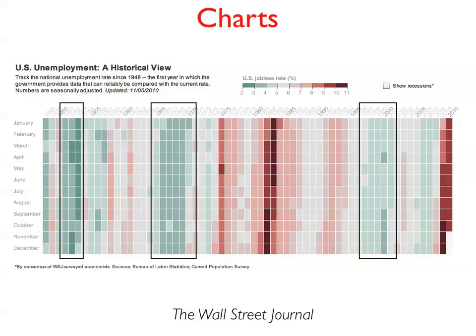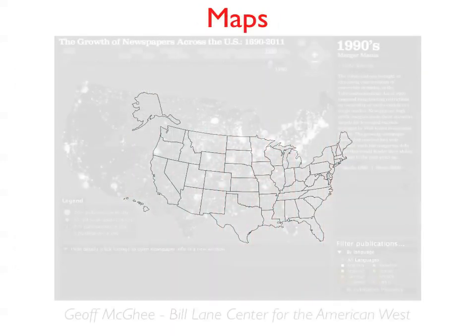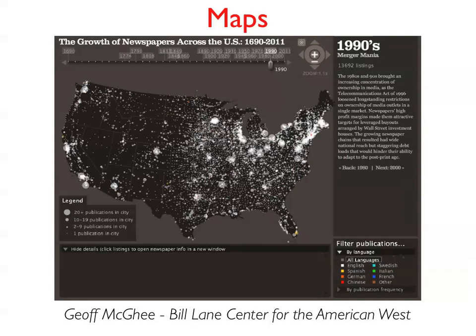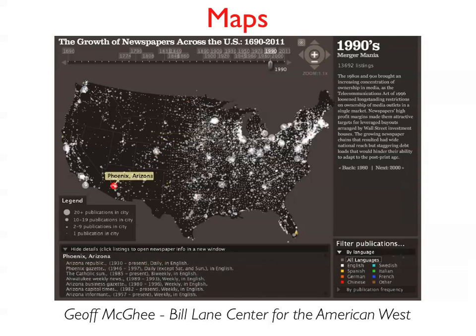To make information graphics, we designers and visual journalists also borrow ideas and tools from traditional cartography. This interactive map was created by Jeff McGee for the Bill Lane Center for the American West at Stanford University. It plots the history of more than 100,000 newspapers published over 3 centuries. When you search for it online, and again, you can search for its headline and you will find it, you will notice that each little circle on the map is clickable. And when you click on the bubbles, the application will display the names of the newspapers that were published in that particular city at that particular time.